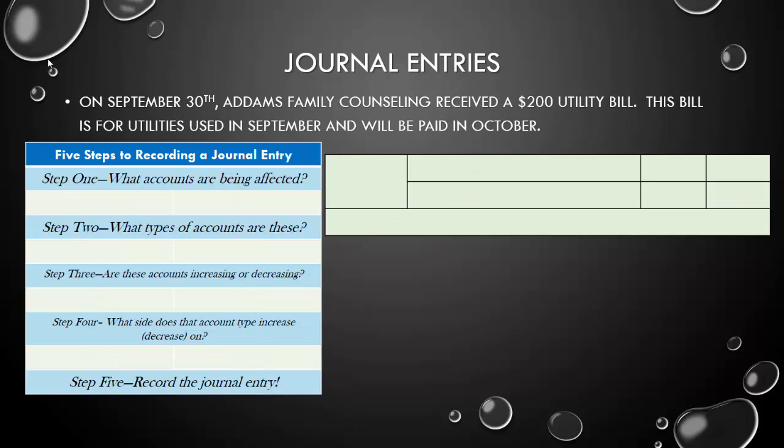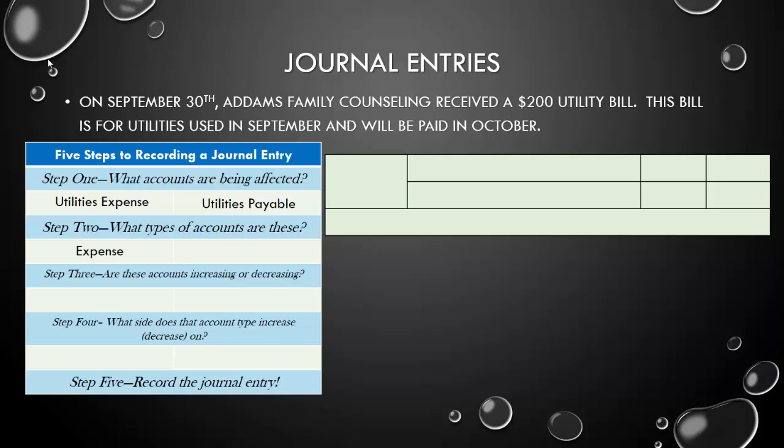On September 30th, Adams Family Counseling receives a $200 utility bill. This bill is for utilities that we used in September, but are going to be paid in October. Again, this is September. We used that electricity, whatever, for the utilities during September, which means we get to recognize the expense of this bill in this month because it's during the period that we actually used it. So utilities expense is going to be one of your accounts. But we're not actually paying for it yet. We're not paying till October, which means no cash is changing hands. But we know we owe it. And if we owe something, it's going to be a payable. And this payable is for utilities. So our other account is going to be utilities payable.